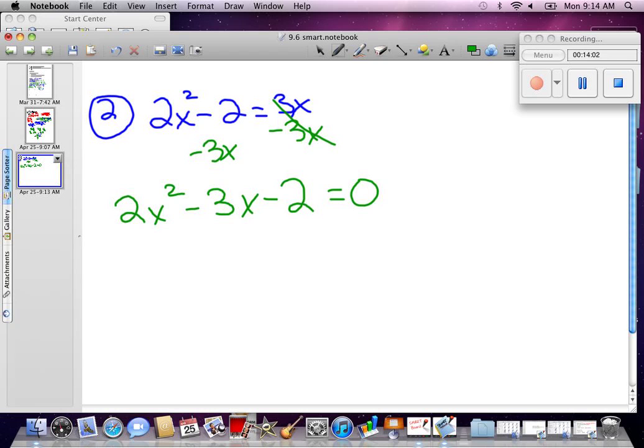A lot of mistakes were made last hour. They would write it 2x squared minus 2 minus 3x. That's the wrong order. And then when they labeled it, they ended up labeling it wrong, because we could just go a, b, and c, right? They tried to do that, and it was wrong, because this is not b. It's c. So, Jalen, what's my a? What's my b? What's my c?